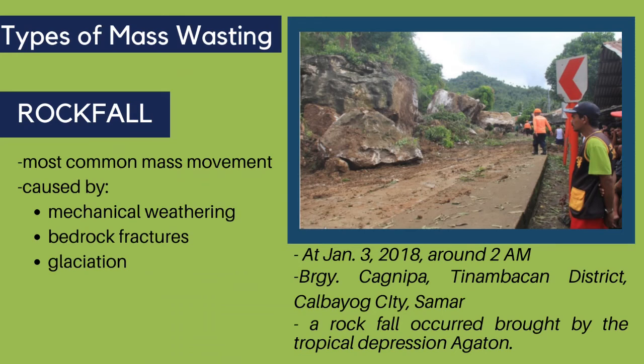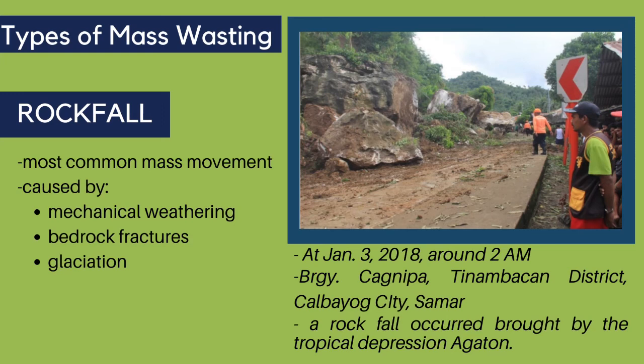Now then, let's move on to the specific types of mass wasting. First, we have rockfall, the most common mass movement. Rockfall usually occurs from abrupt rock movements that detach the material from steep slopes or cliffs. These are usually caused by mechanical weathering, bedrock fractures, and glaciation.